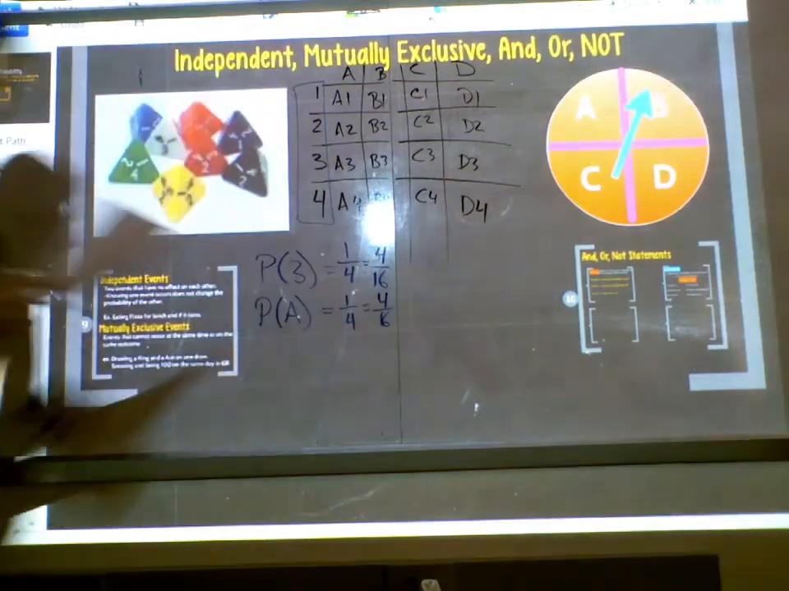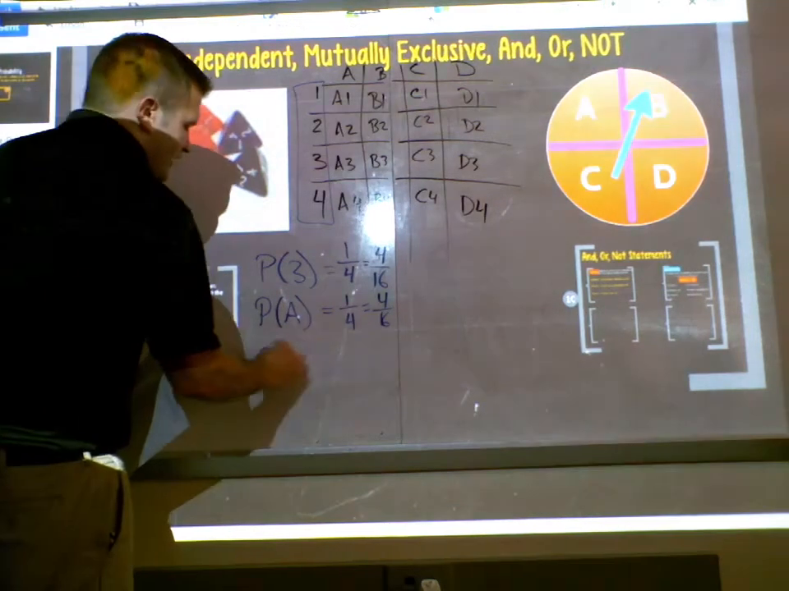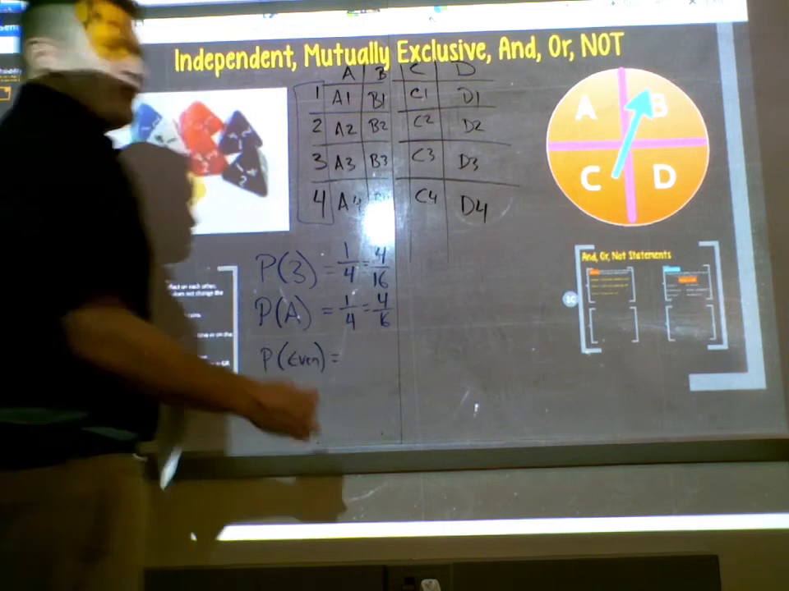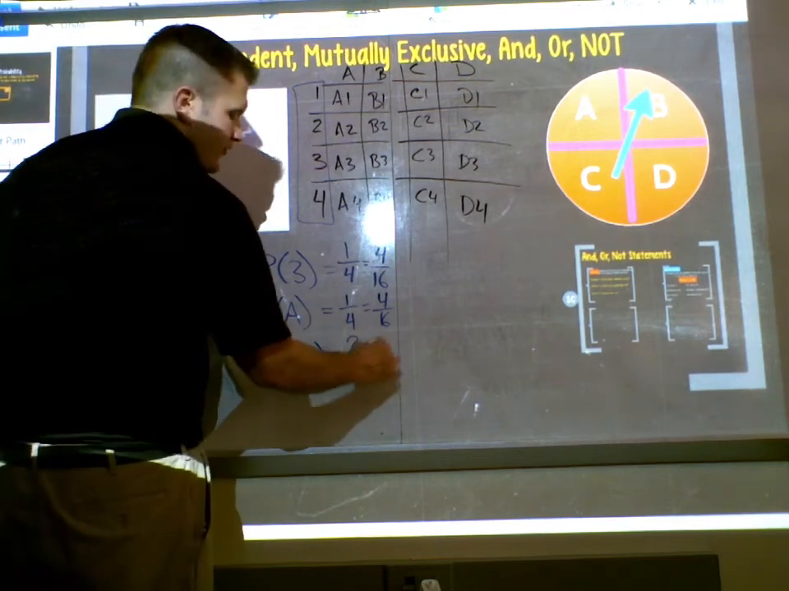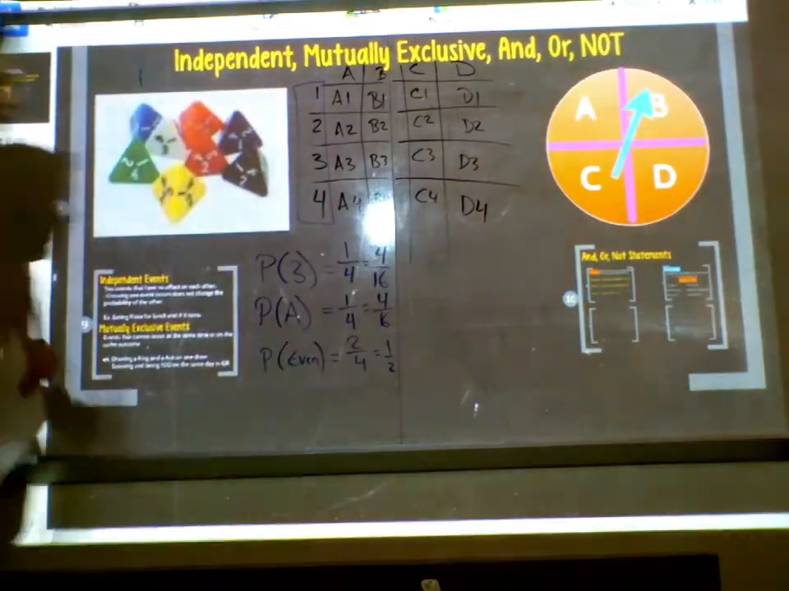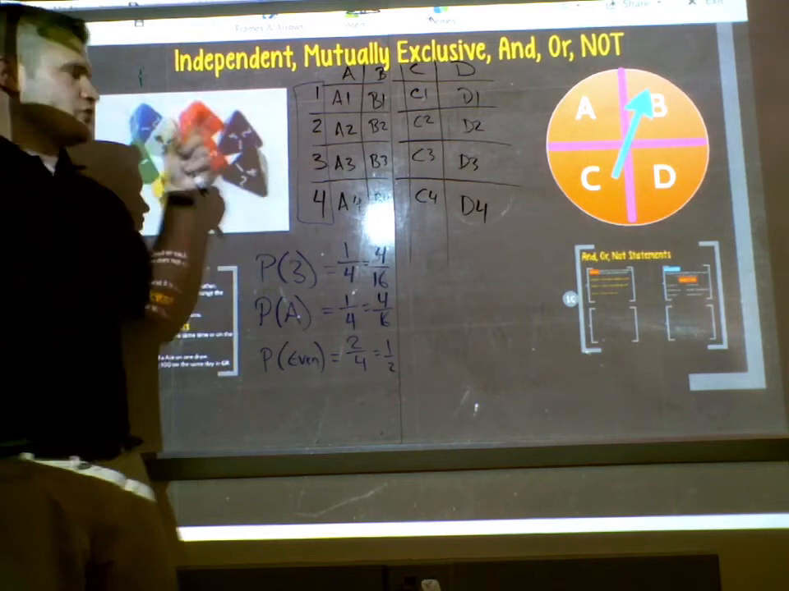Next one. Probability of rolling an even. Well, on the dice, how many evens are there? 2. So the probability of rolling an even is 2 out of 4, or 1/2. Okay? You can look at the bigger sample space too and count how many times I have a 2 and a 4.